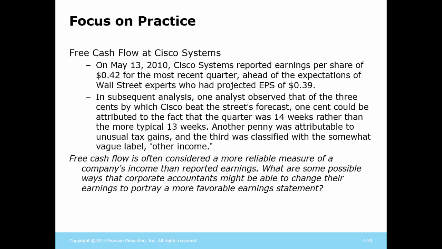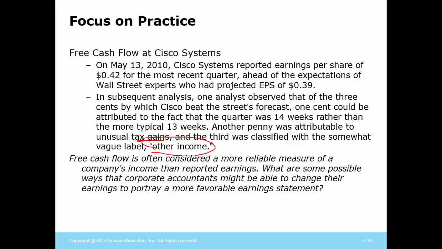So at Cisco here, we can see that they reported earnings per share of 42 cents. The Wall Street experts had predicted 39 cents. But one analyst observed that of the 3 cents that they beat the forecast, one of those cents could be attributed to the fact that there was a difference in the calendar. Another penny was attributable to some unusual tax gains. And the third one was classified as the somewhat vague other income.